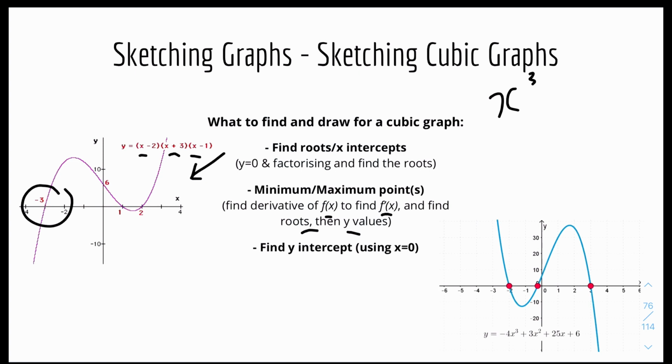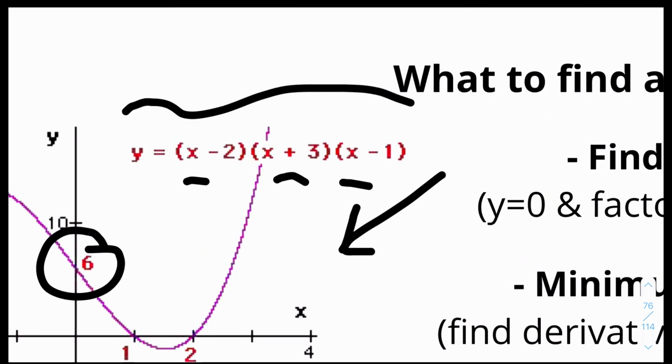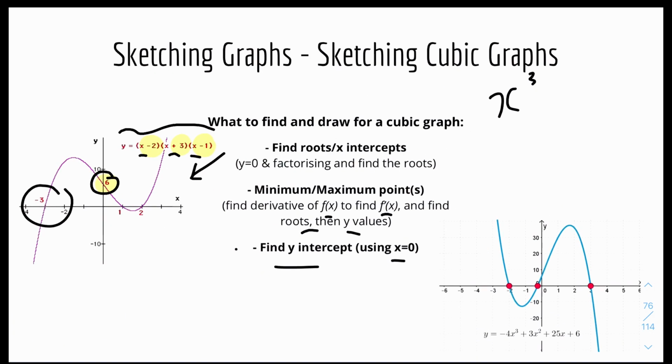And then number 3, find the y-intercept using x equals 0, as I mentioned. So this would be the y-intercept, because y would be 6. A quick and easy way to find the y-intercept, when you have this factorised equation, is that the y-intercept is basically x equals 0, or you can multiply all these values right here: minus 2, times 3, times minus 1. Minus 2 times 3 is minus 6, and minus 6 times minus 1 is 6. It's a cool trick to know.